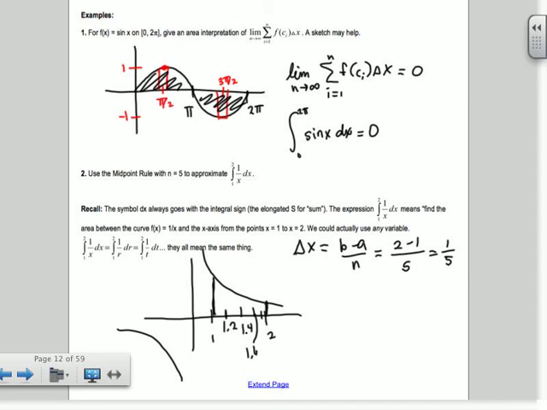Okay, but I want to use the midpoint. So what's the point in between 1 and 1.2? 1.1, right? So you're going to have to go to the center of this rectangle, or the center of the strip, and that's where you draw your height.